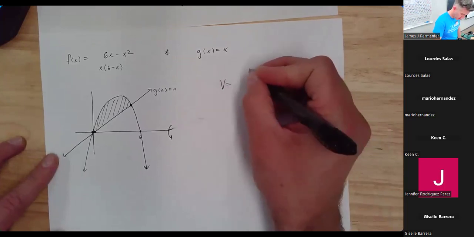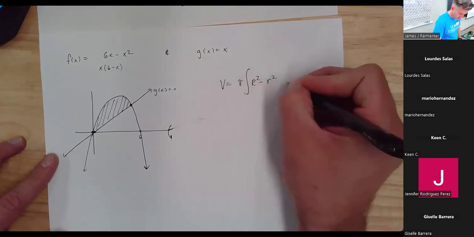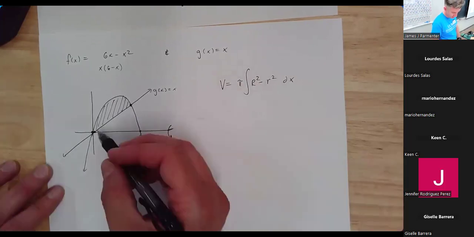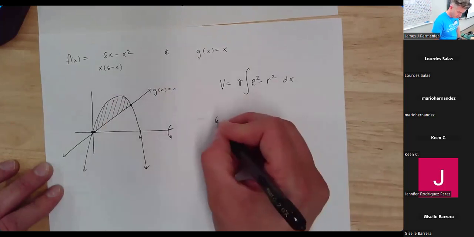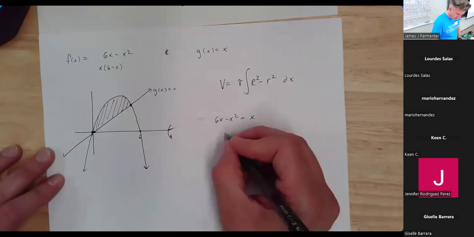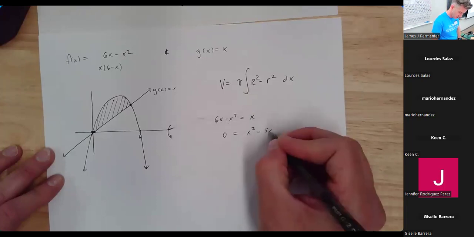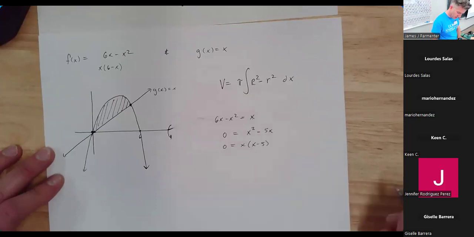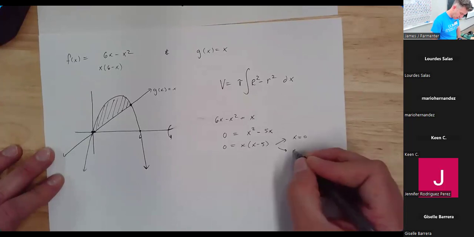The volume is going to be the integral of pi times your larger radius squared minus your smaller radius squared. We're going to find the limits of integration the same way we did before. We're going to set the two functions equal to each other. I would probably bring everything to the right. Say 0 equals x squared, and then x minus 6x is minus 5x, and factor out an x to get 0 equal to x times x minus 5. So your limits of integration are, not surprisingly, x equals 0, and a little more surprisingly, but not really, x equal to 5.